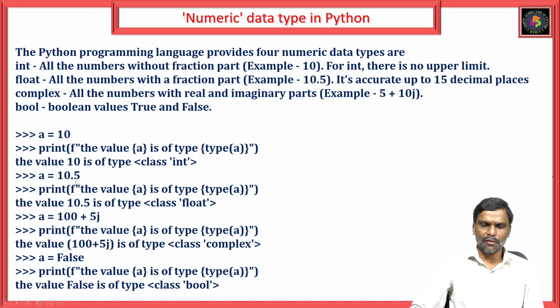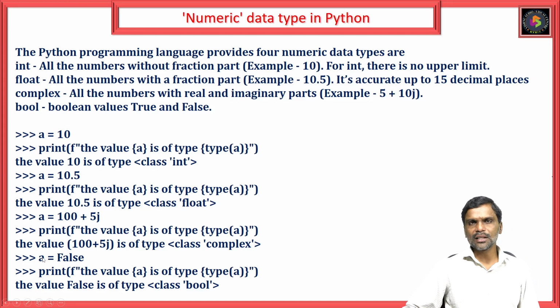No need to write all this f and inverted commas; you can simply use the type function and we can know. Next, a = 100 + 5j. 100 is the real part, 5j is the imaginary part. So this is complex. With the type function, print type of a, you will get the output class complex. Similarly, a = False. If you give print type of a, it will give you class bool, true or false. If you give a = True also, you will get the same bool class. So these are the numeric data types in Python.